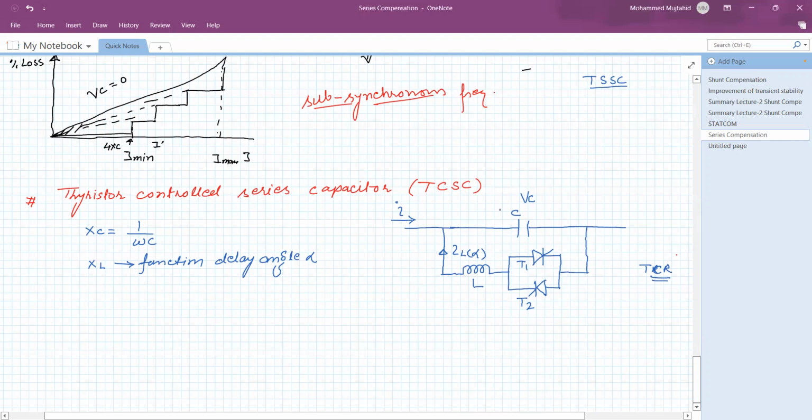Now, the total reactance of this TCSC. We can write the reactance of TCSC as equal to the parallel combination. XC is the fixed value, whereas XL is a function of the conduction delay angle, so X_TCSC equals XC times XL divided by XL minus XC. This is the total effective reactance of the thyristor controlled series capacitor. As the inductor is a function of delay angle, the total value also depends upon the conduction delay angle or turn on delay angle.